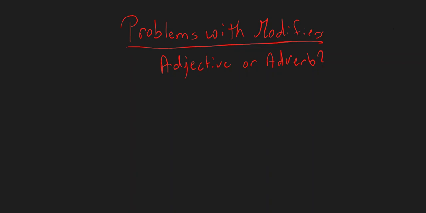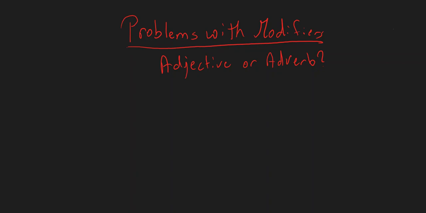In earlier lessons, we discussed what an adjective is and what the function of an adjective is in a sentence, and what a verb is and what the function of the adverb is in a sentence. However, sometimes some students might confuse an adjective and an adverb, and they might not know how to identify whether it's an adjective or an adverb. So in this lesson, we're going to discuss how to know that a word is an adjective and how to know that a word is an adverb.